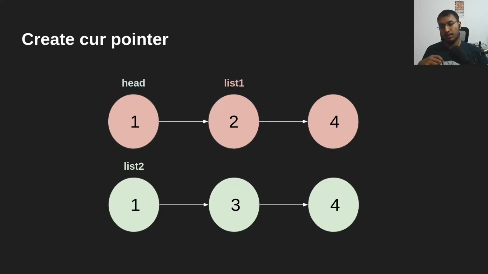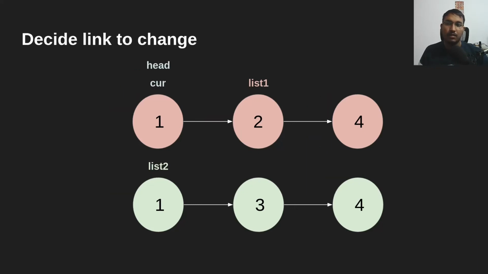Now we want another pointer for current. This current will be doing all the updating. We will see how it will update the links, right? Initially the current will point to the head, and then we decide the link to change. So now we have to make a decision which link we want to change.